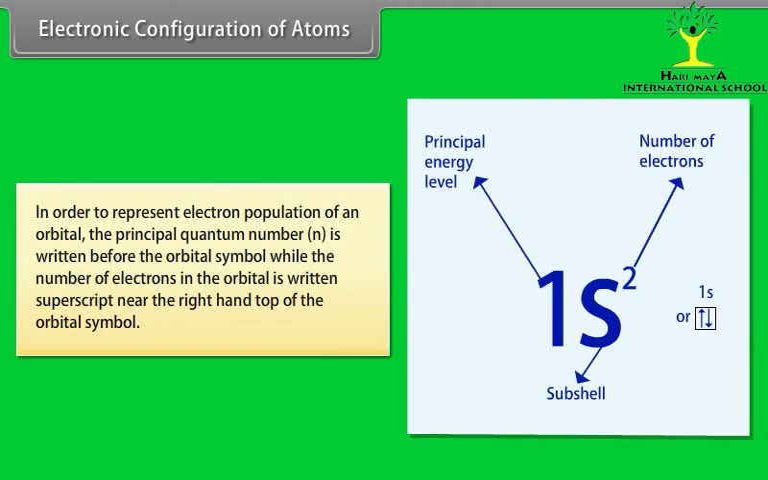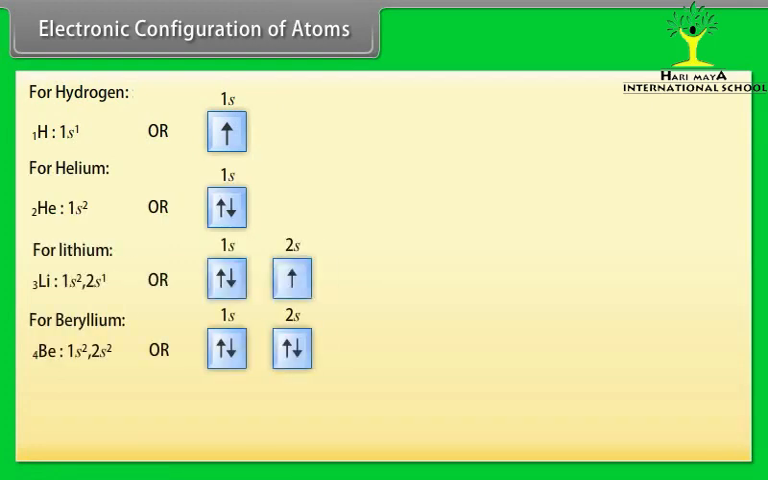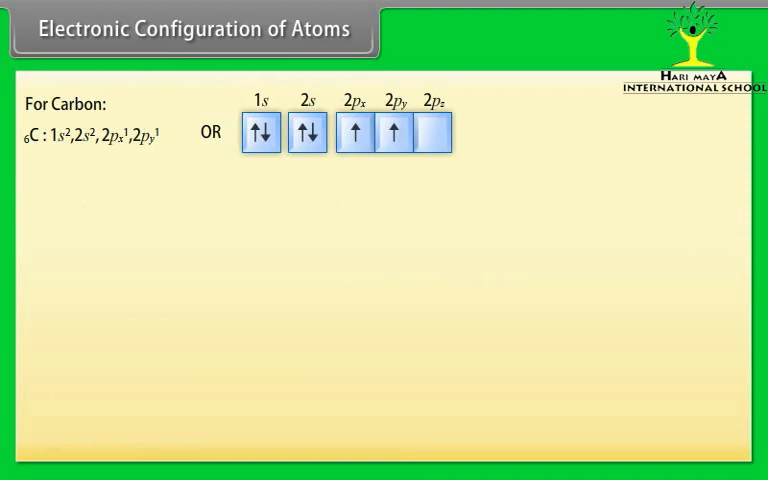Electronic configuration of atoms. In order to represent the electron population of an orbital, the principal quantum number n is written before the orbital symbol, while the number of electrons in the orbital is written as a superscript near the right-hand top of the orbital symbol. If we have 2 electrons in the s orbital of the first energy level, then it is written as 1s². For hydrogen, helium, lithium, beryllium, boron, carbon, nitrogen, oxygen.